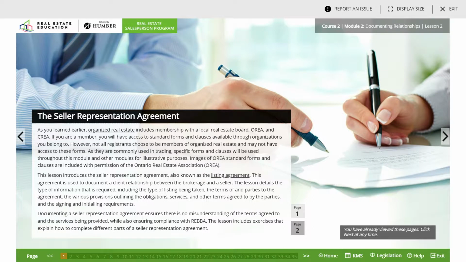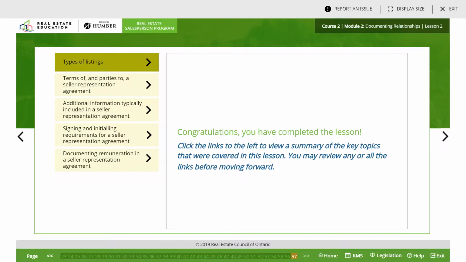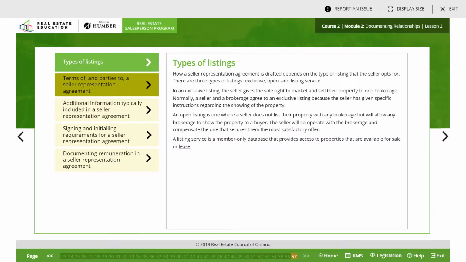We're going to skip all the way to the end. Oh my goodness, 57 pages of lesson 2. Good luck. I had a hard time reading all that, but good luck to you. Summarization of lesson 2. Types of listing.